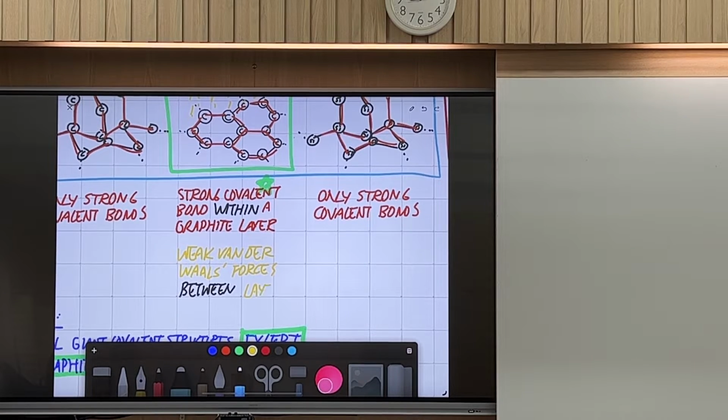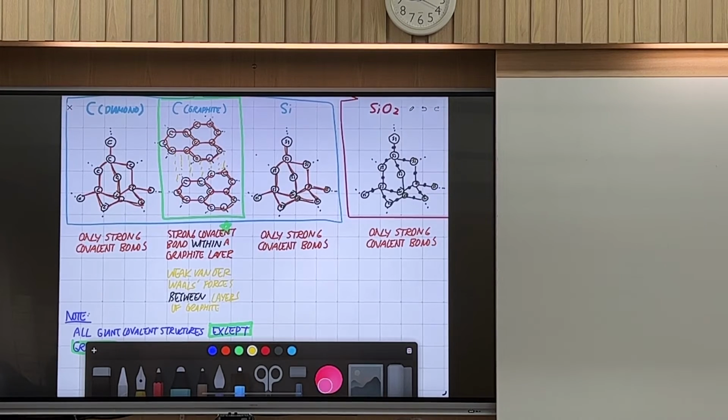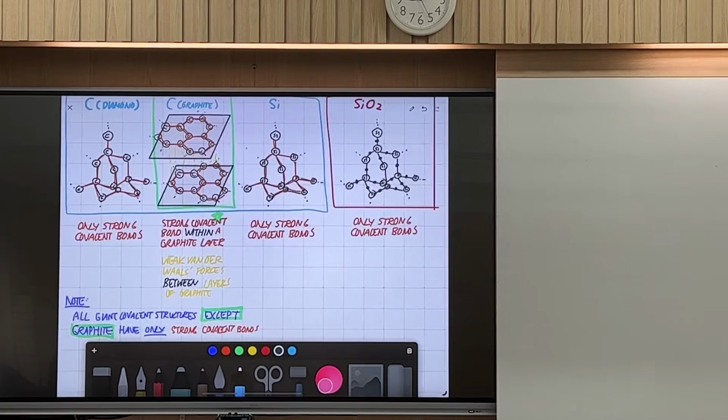Between layers of graphite. And you may want to annotate on this diagram where one layer of graphite is found. So this is one layer of graphite. This is another layer of graphite. So these are layers of graphite.